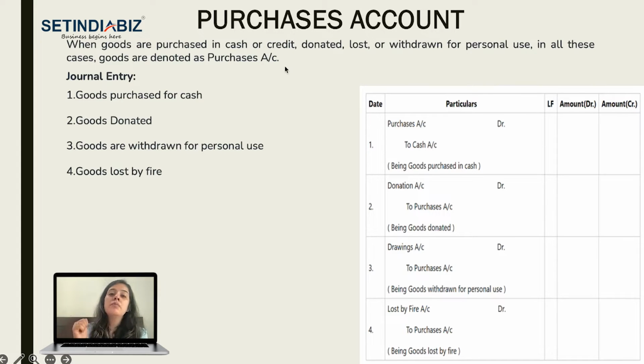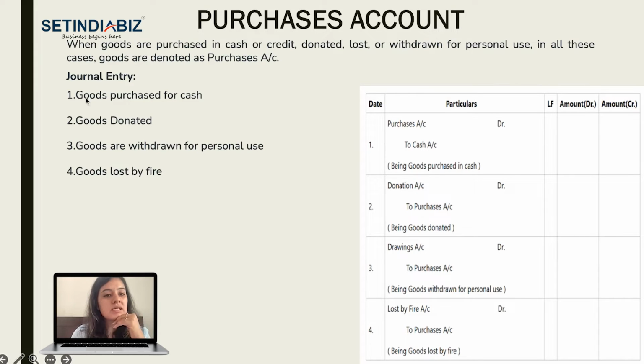So whenever we are purchasing goods on cash or credit, whenever we are donating them, whenever they are lost due to accidents in the company or by nature's action, or whenever they are withdrawn for personal use, they are recorded and denoted as purchases accounts. Now we have four entries related to it because of the four different kinds of transactions.